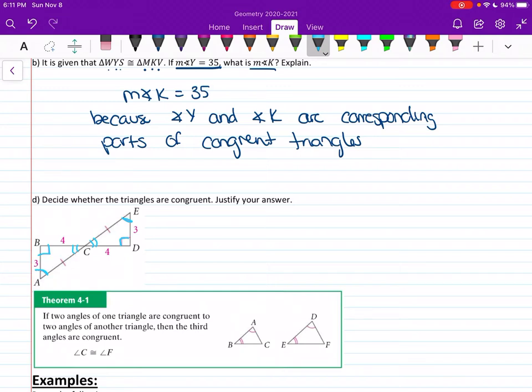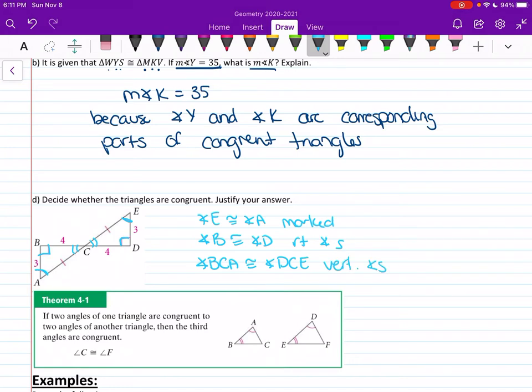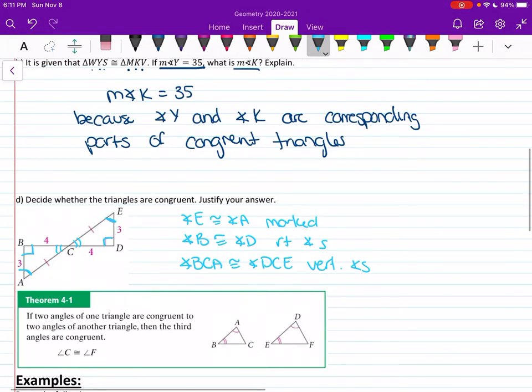So let's write this all down. I have angle E congruent to angle A. That's marked. I have angle B congruent to angle D. Those are right angles. And then I have angle, and I can't use one letter because there's more than one angle that has letter C as a vertex, so I need to use 3 letters for these. So angle BCA is congruent to angle DCE, okay? And those are vertical angles. So I have all 3 angles, and then let's talk about my segments.